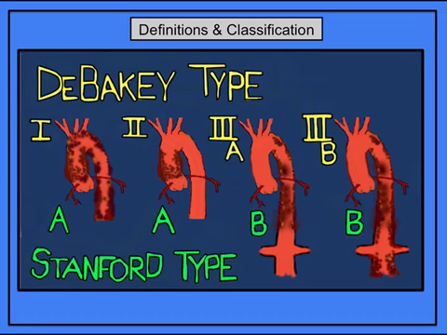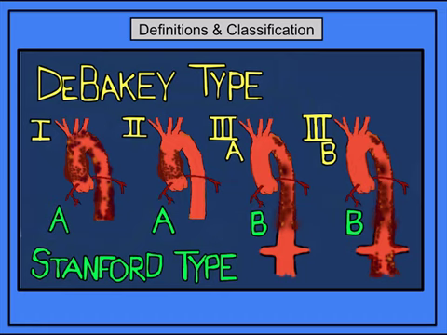There are 2 classification systems for thoracic aortic dissection, called the DeBakey and the Stanford systems. In the DeBakey scheme, dissections involving both the ascending and descending aorta are classified as DeBakey type 1, those limited to the ascending aorta as DeBakey type 2, while those involving only the aorta distal to the takeoff of the left subclavian artery are classified as type 3 and subdivided into 3A if they stop proximal to the renal arteries and type 3B if they do not.